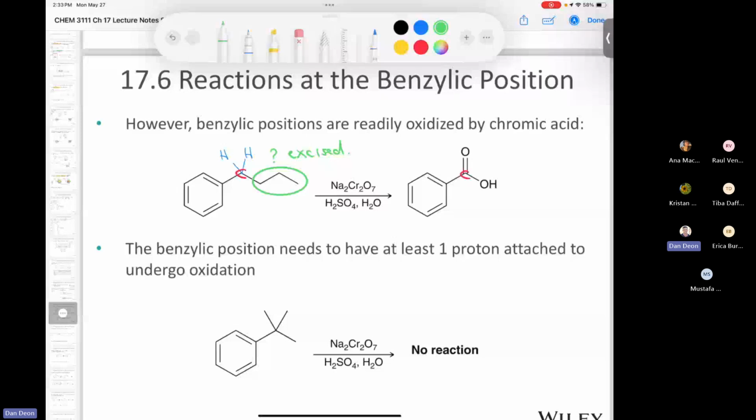However, there's a caveat to this. You have to have at least one proton. The benzylic position needs to have at least one proton attached. And so since there is no proton on this compound, which is tert-butylbenzene, you get no reaction.